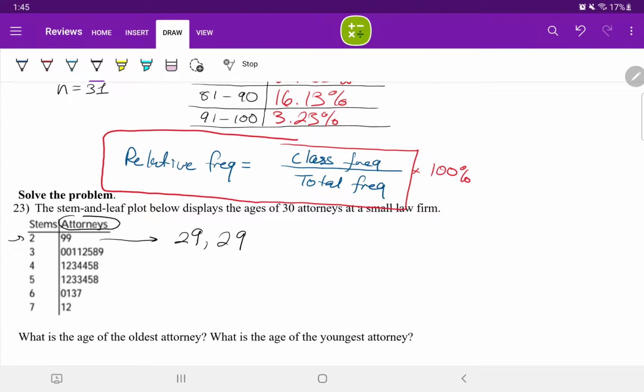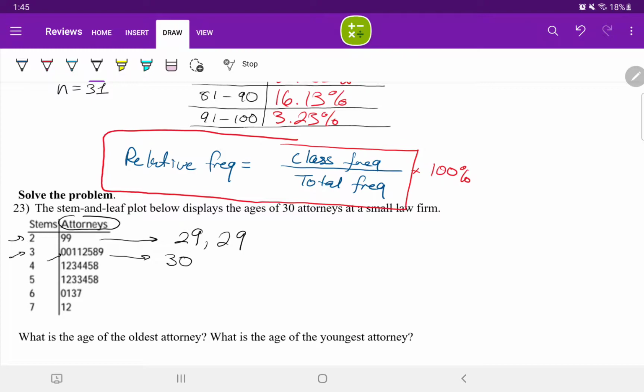Another example, if I look at the stem of 3 and look at the first leaf of 0, that represents the number 30. And there are 2 attorneys that are 30, 2 attorneys that are 31, 1 attorney that's 32, and attorneys that are 35, 38, and 39. Now it says, what is the age of the oldest attorney?